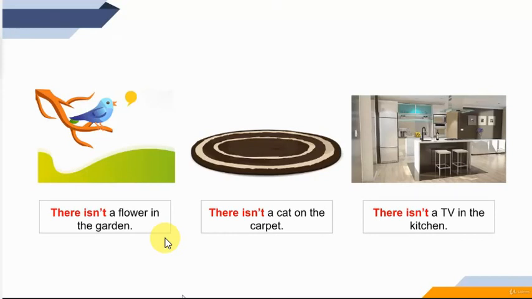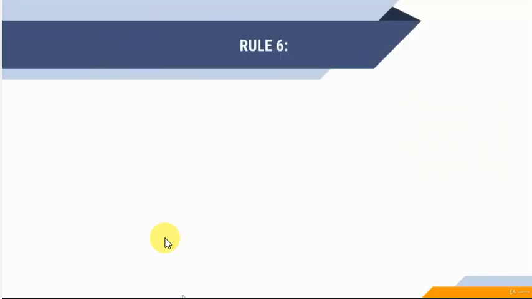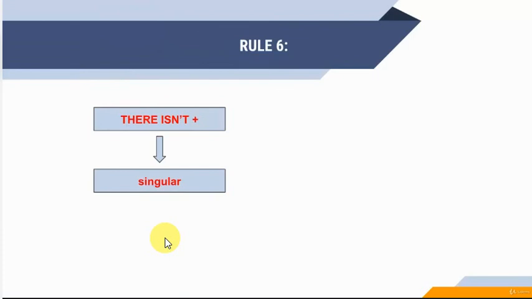Negative sentences. There isn't a flower in the garden. There isn't a cat on the carpet. There isn't a TV in the kitchen. So, there isn't. When you want to say that something is not there, not in the room, or not in the garden: there isn't a flower, there isn't a cat, there isn't a TV. The rule: there isn't goes with the singular noun.